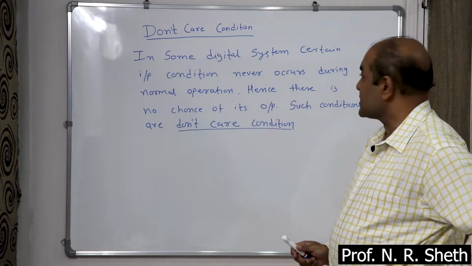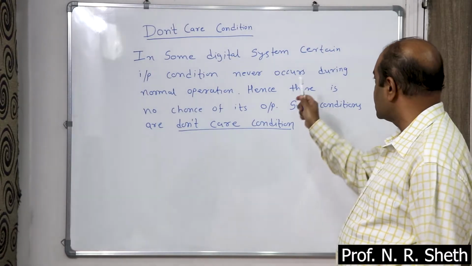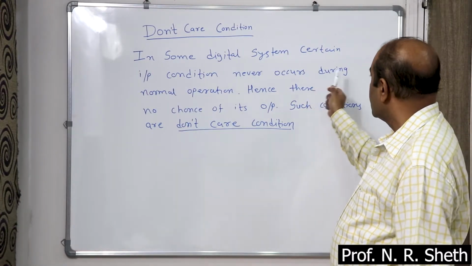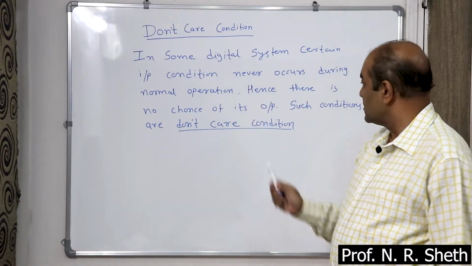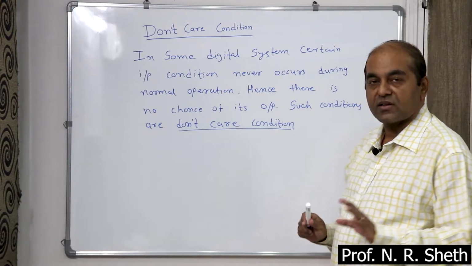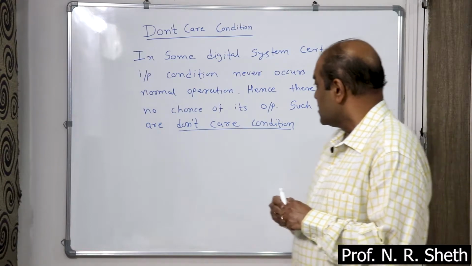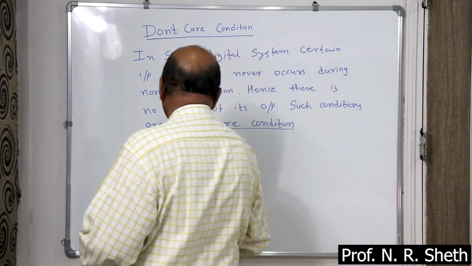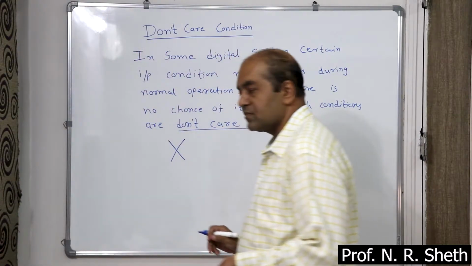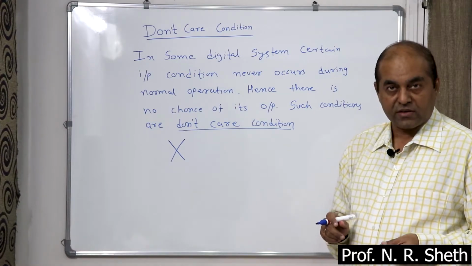In some digital system, certain input condition never occurs, floor number 8 and 9, okay, during the normal operation. Hence, there is no chance of its output. Such conditions are said to be don't care condition. Symbolically, it is represented by symbol X.